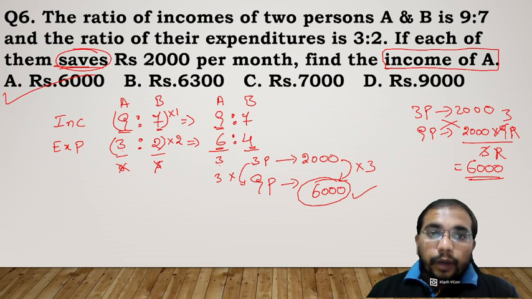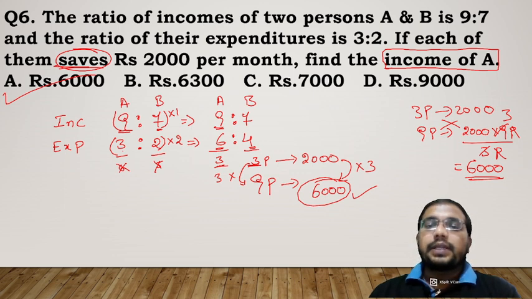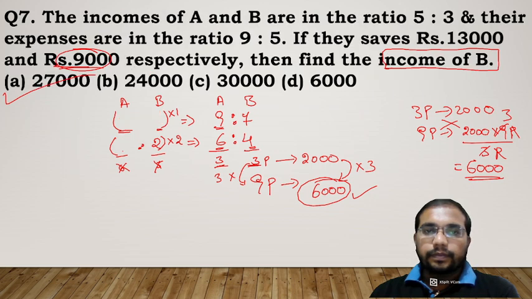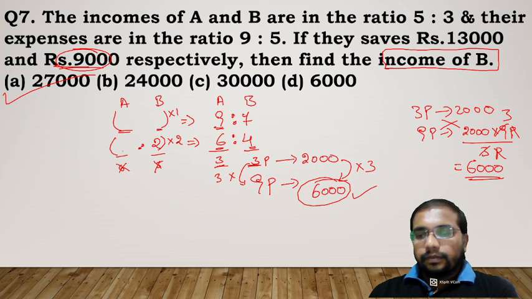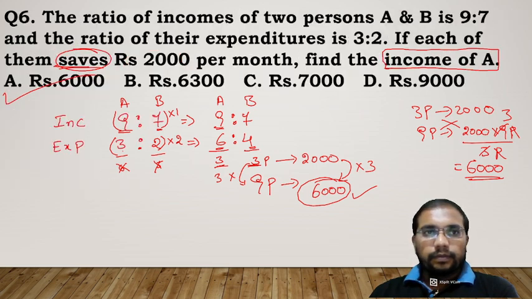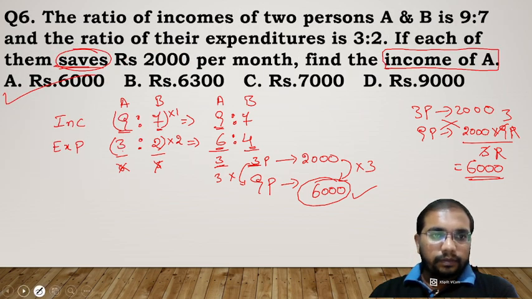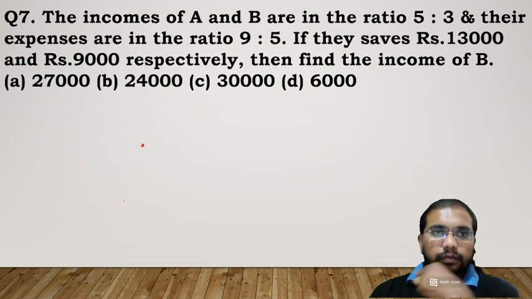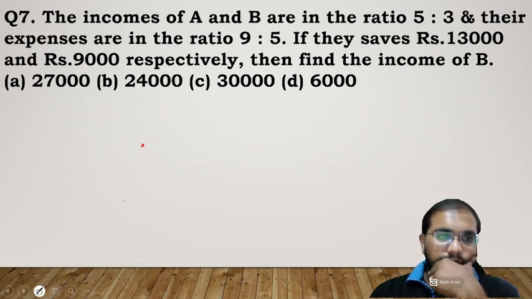But when do you have to apply this method? Whenever the savings are same. Otherwise you can't apply this method. Right?